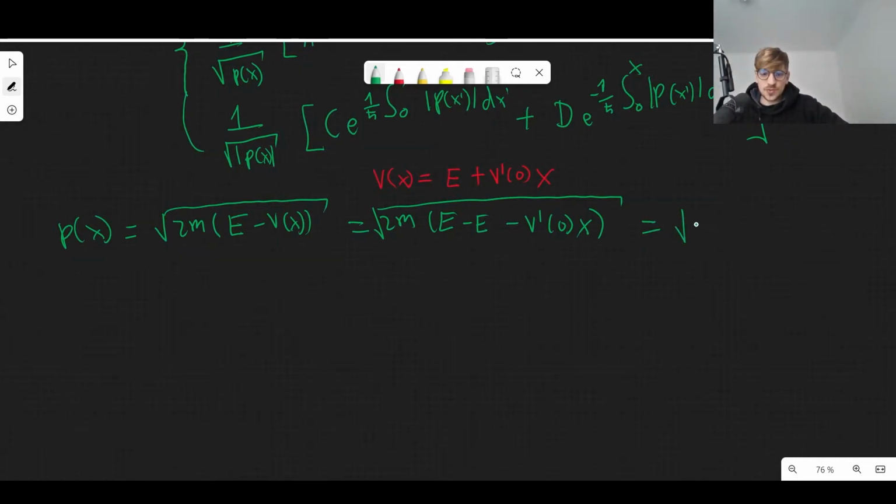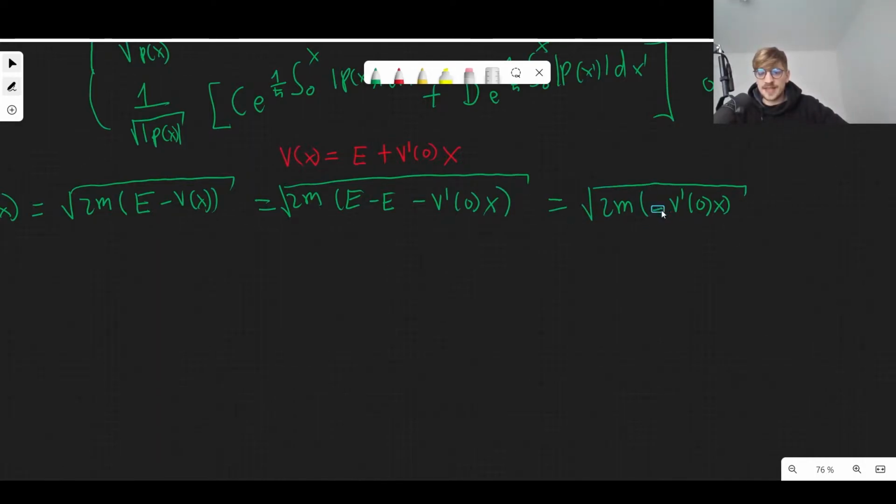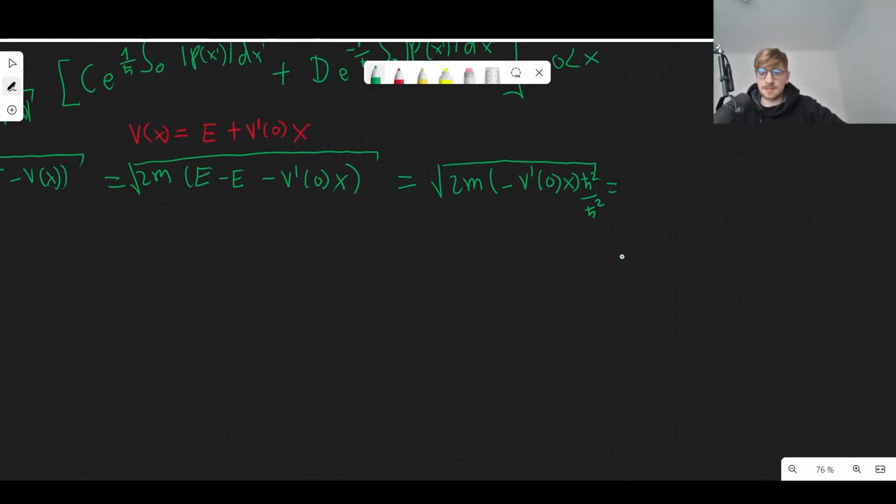This will give us square root of 2m, and then we have, well, e minus e, which cancel out, and we have minus v prime of 0 times x. Okay, and now what's going on here, you might say, because we have a negative sign inside of the square root. Well, don't worry, because we are in the region where x is also negative, so no need to worry about it. And now we'll do the same trick as we did in the other video. So we multiply and divide by h bar squared, because then we get the following. So if we multiply and divide by it, we get, well, an h bar, which we can take out of the square root, and inside we get 2m v prime of 0 divided by h bar squared, and this multiplies minus x.